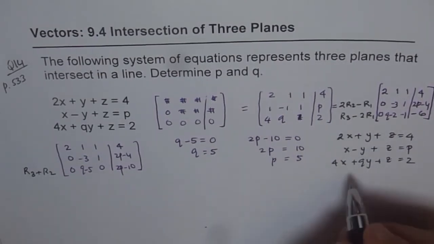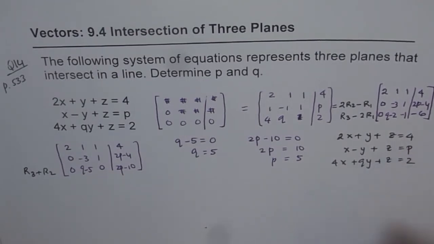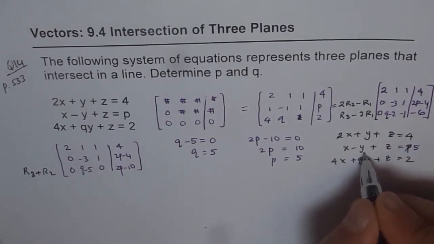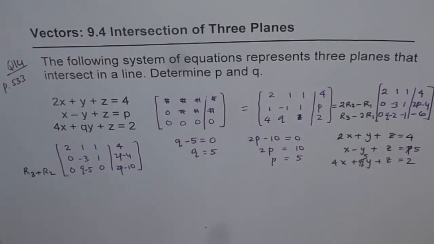So we'll just change these p and q values. Let me use the ink here to correct it. So instead of p, we'll write 5. Instead of q, also we'll write 5. So that is the matrix with p and q. Now as an extension to this problem, what you can do is, you can now actually solve these, right? And find the equation of the line.